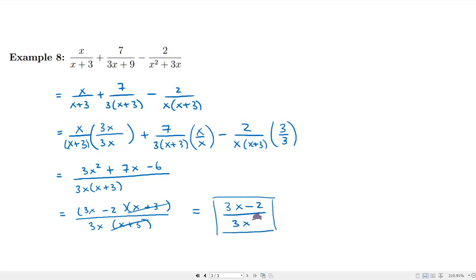You actually could expand this a little bit. This is the same as 1 minus 2 over 3x, but this is perfectly fine. Don't overcomplicate it if you don't need to. This is perfectly fine as is. Okay?